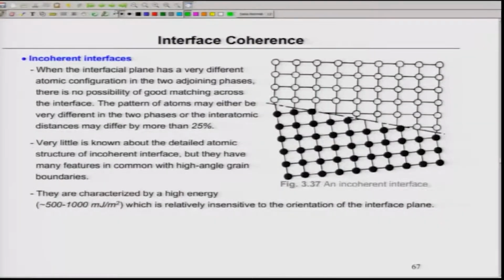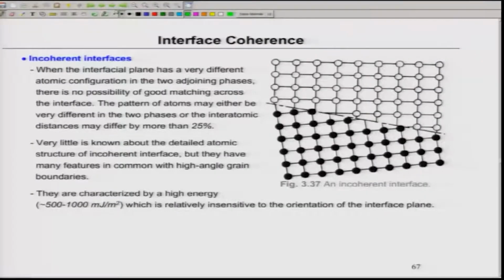Now, let us discuss the third case, which is known as the incoherent interface. We have seen coherent, we have seen semi-coherent. What is an incoherent interface? It is when the interfacial plane has a very different atomic configuration in the two adjacent planes, completely different, and there is no possibility of good matching. It is impossible to do that, and such a pattern of atoms can either be very different in both the phases, or the interatomic distances may differ by more than 25%.